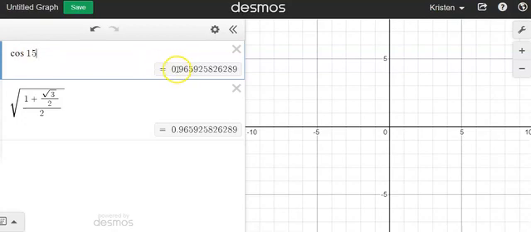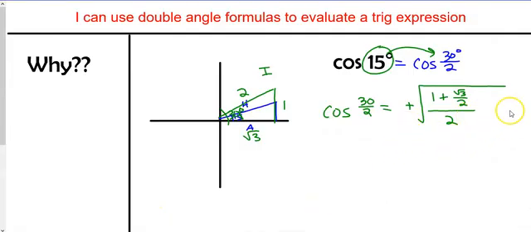I typed it in. It tells me that the answer is 0.9659, and so on. Then I use that formula, the square root of 1 plus cosine of 30 divided by 2. I typed that in, and you'll see that we got the exact same answer. Now, could I figure out what that decimal version is without using a calculator anyway? Probably not. But I would have an appropriate answer without using a calculator by doing that.